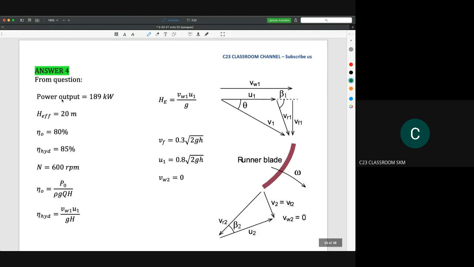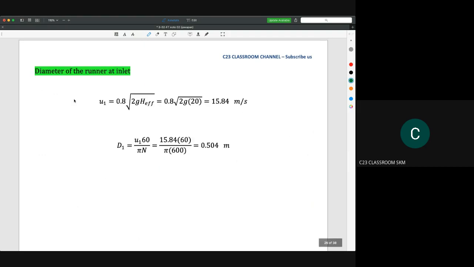Okay, so from the question, we could draw our velocity triangle like this one. So we list all the parameters from the question. I think you know this one, and then this is the equation for overall efficiency. We have the equation for hydraulic efficiency. So this is the equation given in the question, and then this is the Euler head.